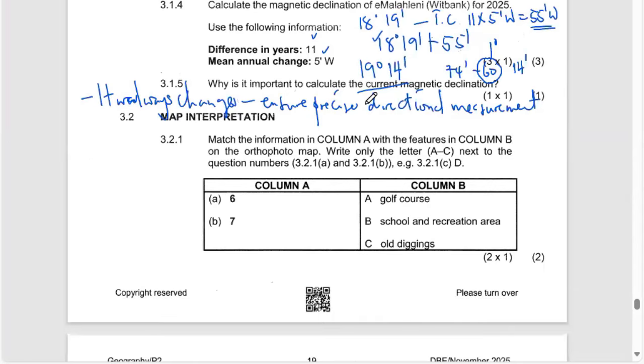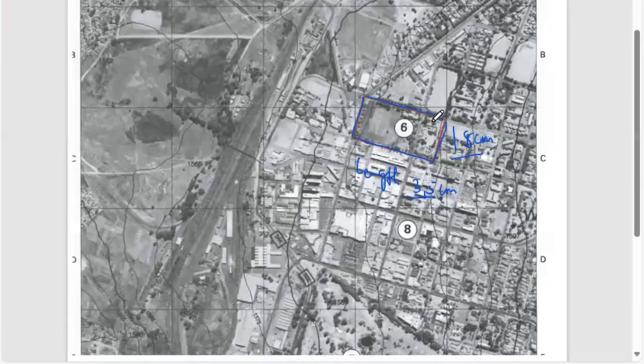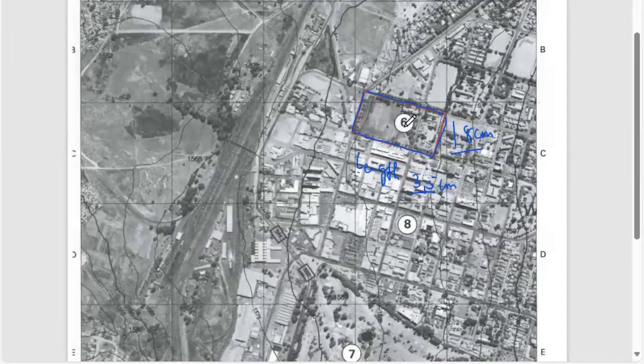Right, we move on to question number 3.2.1. It says item A, match column A with figures. In column B, we have a golf course, a school recreation area, and an old diggings. What area is matched with area 6? If we go to our orthophoto map, where is our area 6? Our area 6 is within this area here, where we have that particular feature, which is inside here.